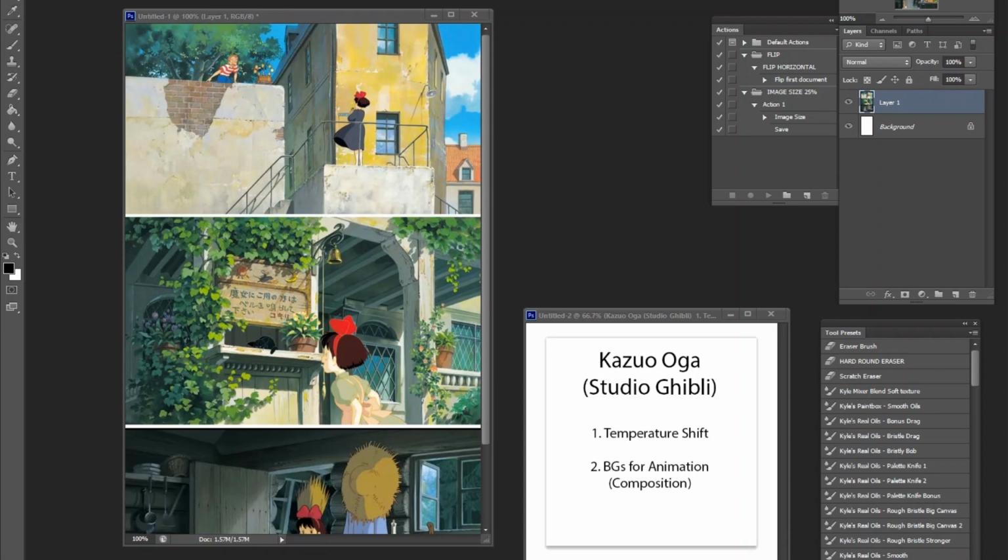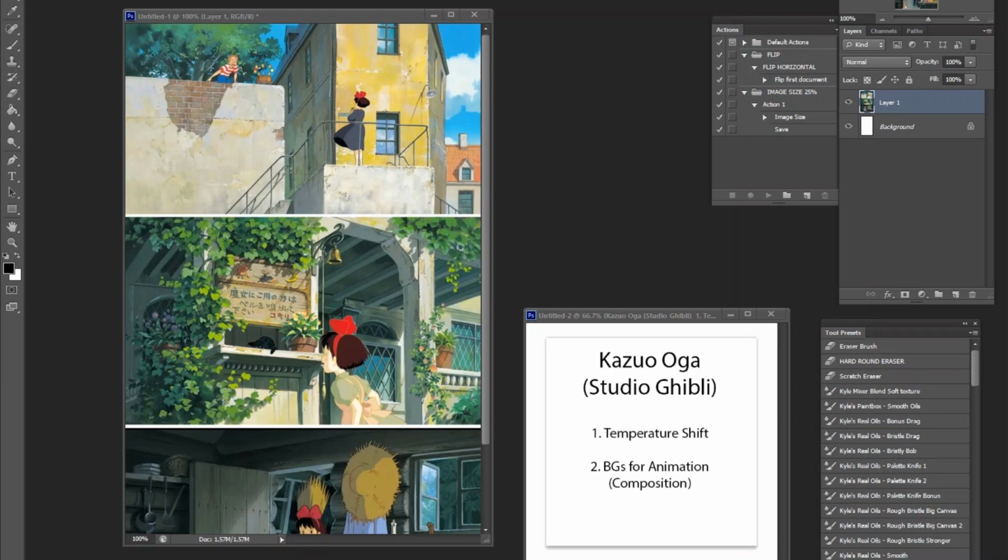Now, anyways, after that, let's talk about the temperature shifts of his work, and I want to talk about the backgrounds for animation. The idea of what is the difference between making an illustration and making something for animation. And it's mostly going to be a compositional thing, and you'll see what I mean when I talk about it. So, first of all, I want to talk about temperature shifting.